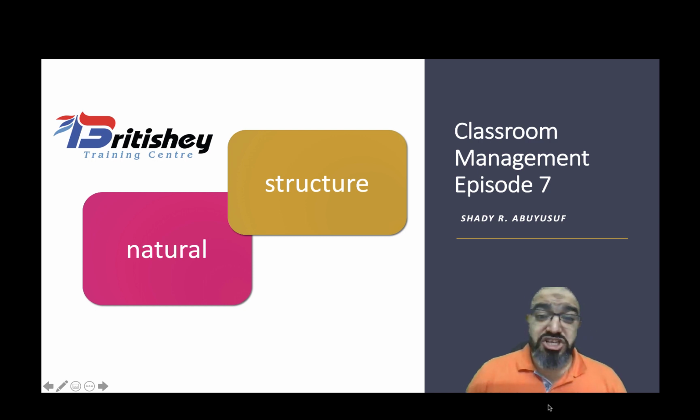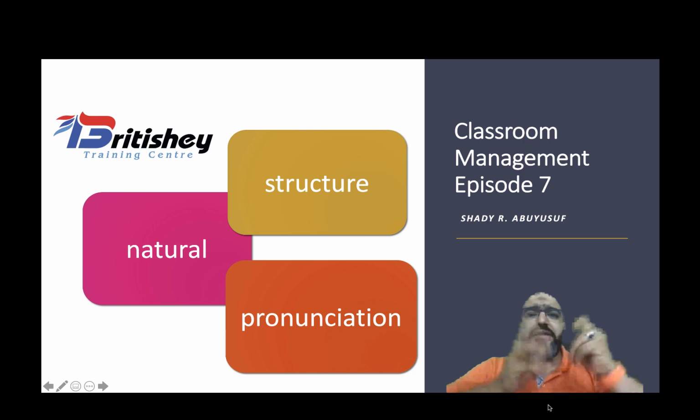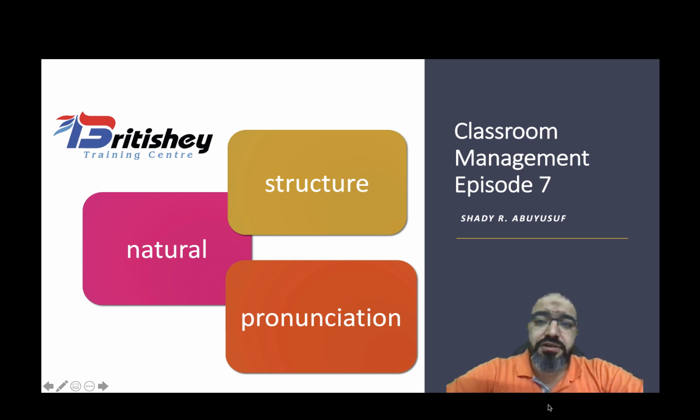However, do people say "must I" in reality, or do they say "should I"? They don't say "must I," but they say "should I." So again, make sure that the structures you're using in a classroom are accurate structures. Also, think about pronunciation. And again, your pronunciation has to be natural in the classroom.